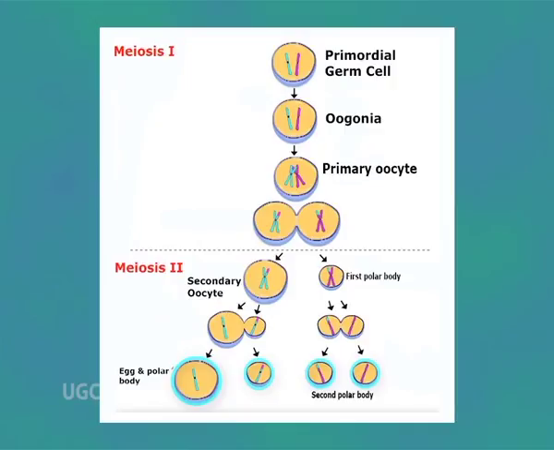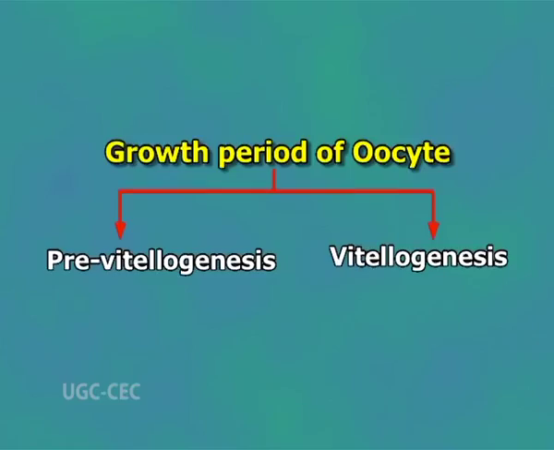One cell, that is the egg, is a functional gamete. The second and the third cells are formed from the division of the first polar body, and the fourth cell is the second polar body. All these polar bodies later on disintegrate because they have no food and little cytoplasm.